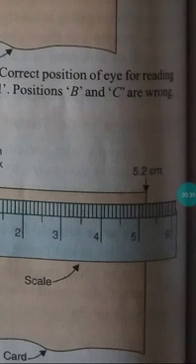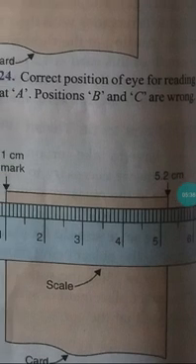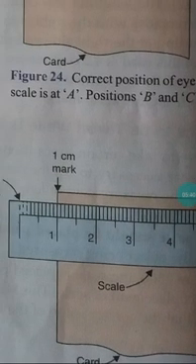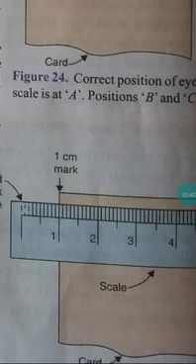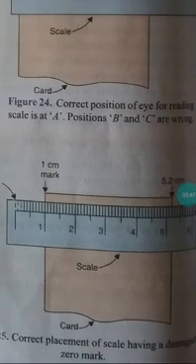Now if we do 5.2 centimeter minus 1 centimeter, we will get how much? Yes, 4.2 centimeter. That means if the scale was not broken, the correct reading will be 4.2 centimeter. So in this type of case, we always subtract the 1 centimeter. Then we get the correct reading. Clear? Okay.